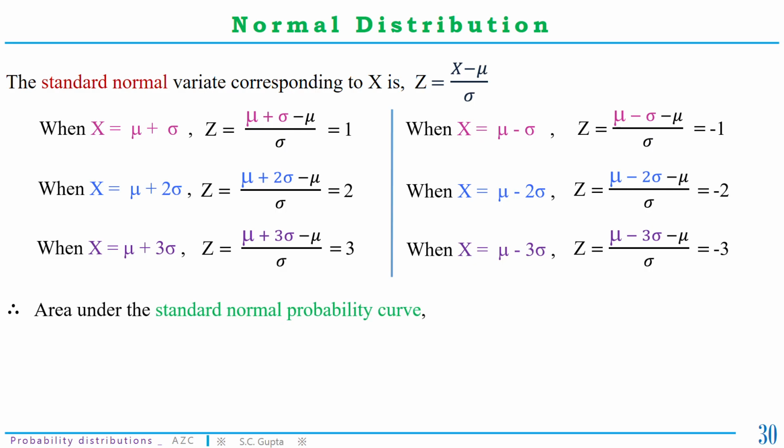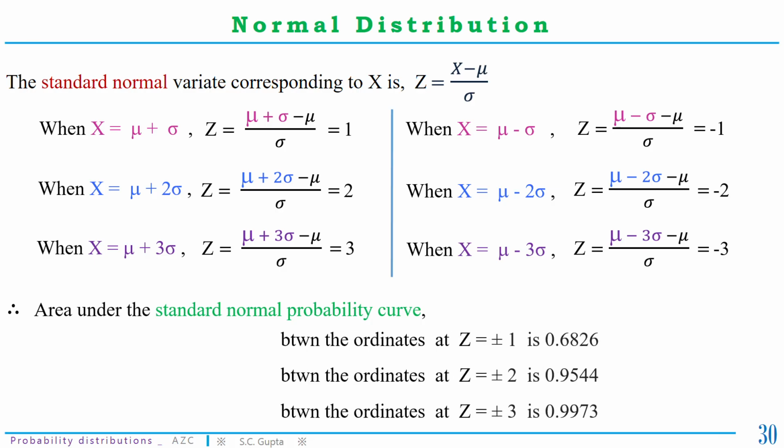Therefore, the area under the standard normal probability curve between the ordinates at z equal to plus minus 1 is 0.6826. Between the ordinates at z equal to plus minus 2 it is 0.9544. Between the ordinates at z equal to plus minus 3 it is 0.9973.